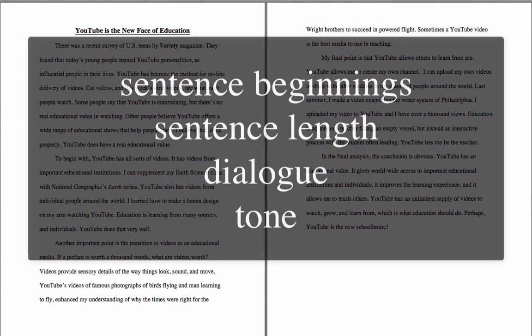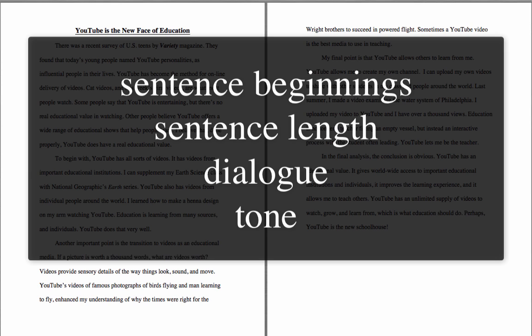Fourth read-through. What is your writing style? Do your sentences begin the same way? Do you write with long and short sentences? Do you use dialogue? Do you set the right tone for the topic?